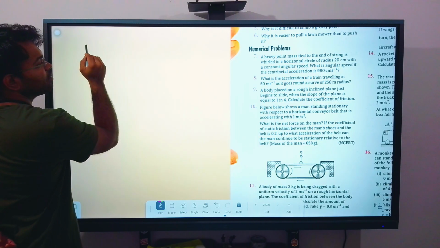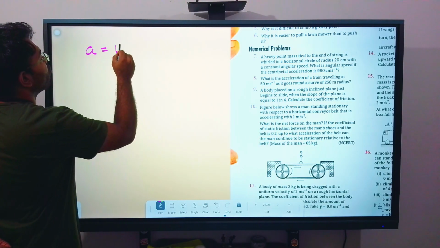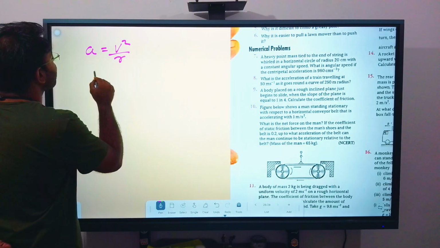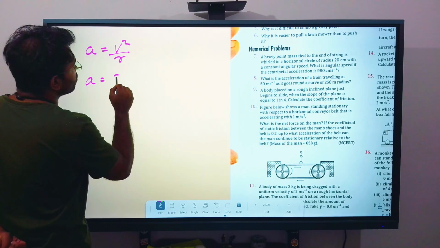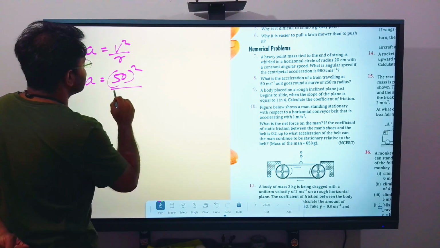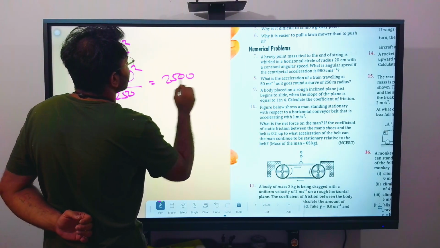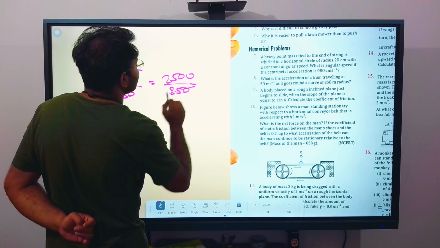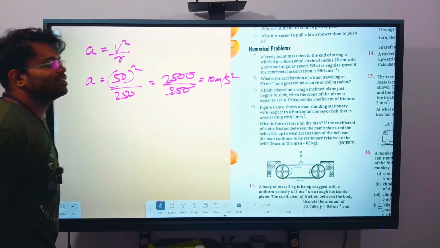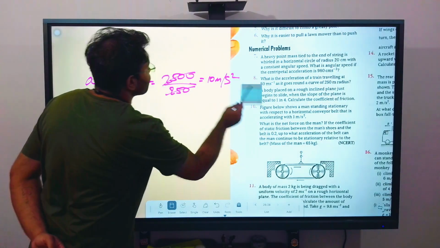So we know that acceleration is equal to V squared upon R. So acceleration is equal to 50 the whole squared upon radius 250. So what do we get? 2500 upon 250 is equal to 10 meters per second square. Is it correct? Okay, next one.